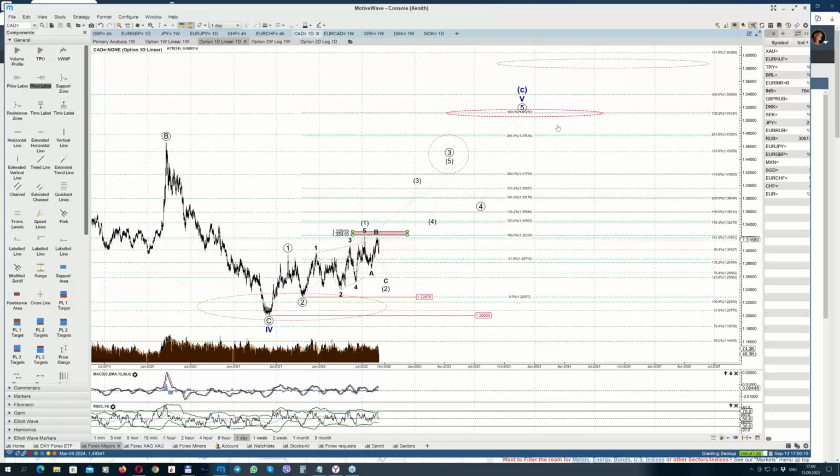So I personally am going to stay away from active trading in Canadian dollar until we have a solid indication of what we're dealing with. Any questions?